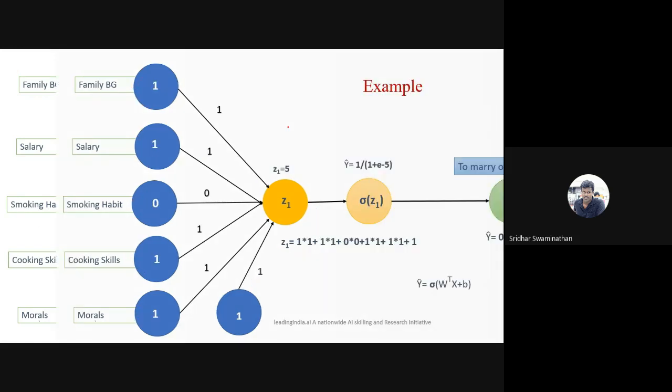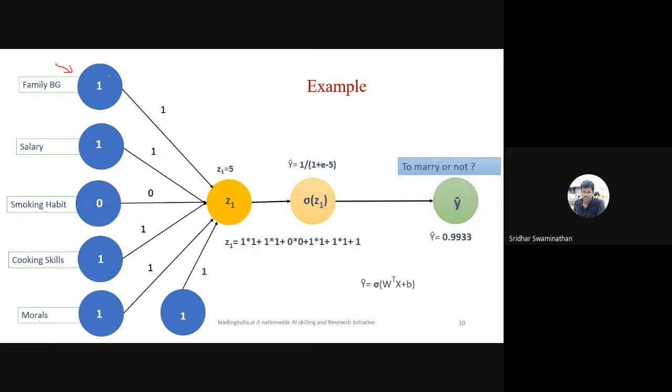Let's see a numerical example. Somebody comes with the input: positive family background, positive salary, smoking habit is 0, and his priority for smoking is also 0. And cooking skill and then morals. So for all these, he has a weightage like this: 1 1 0 1 1, and the bias is 1. So if you do a computation like this, then your z will become 5. If your z is 5, then your output will become 0.99. That means both of them are actually matching. Whatever he is expecting is actually satisfied by the input x.